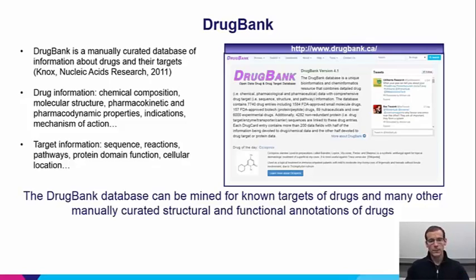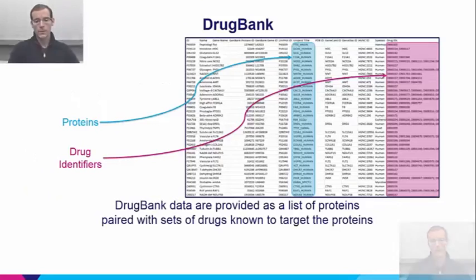This has information about drugs, such as their chemical composition, molecular structure, different types of pharmacokinetic and dynamic properties, mechanism of action, and then for the targets, which again are generally proteins, there's going to be sequence information, what kind of reactions or pathways they participate in, or their cellular localization, and more sorts of annotations like that. One of the simplest things that you can do from this data is just make a network connecting drugs to their targets.